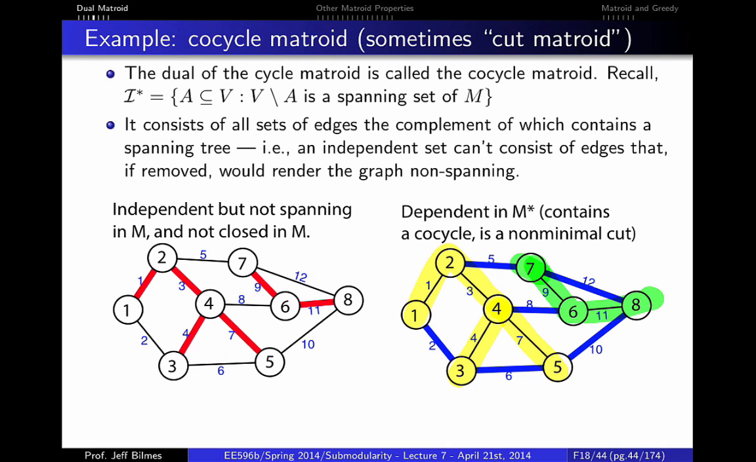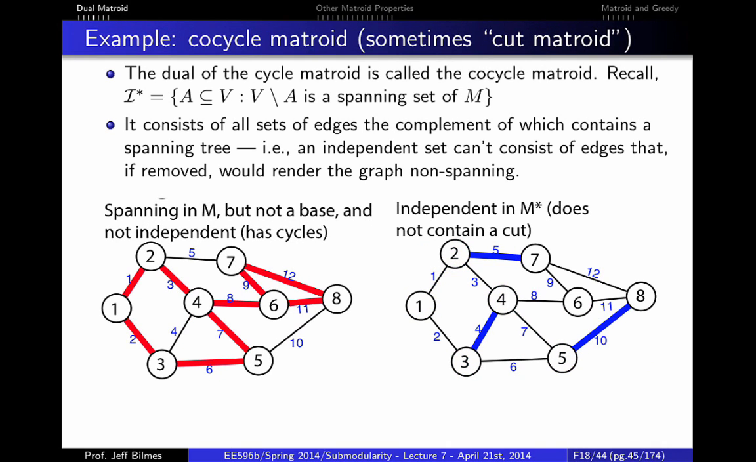Okay. Let's see a couple more examples. On the left-hand side, we're spanning in the original, the primal matroid. Is it a base? No, it's got cycles in it. So it's a spanning dependent set, which means the left-hand side contains a spanning tree. Since it's spanning, its complement must be independent. The blue edges are independent in M star, but it doesn't contain a cut, right?